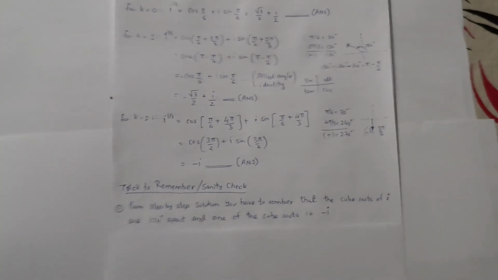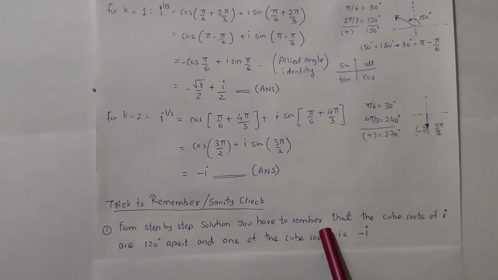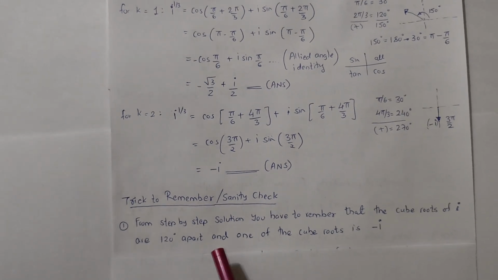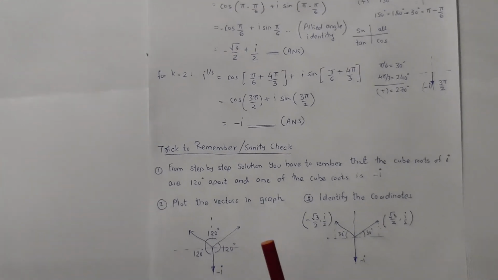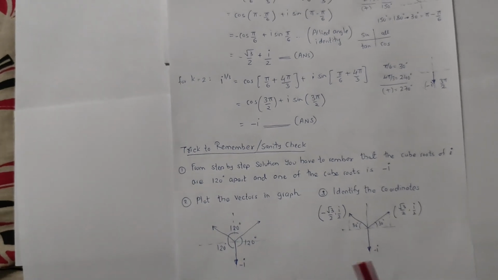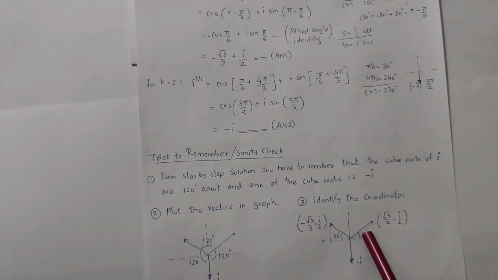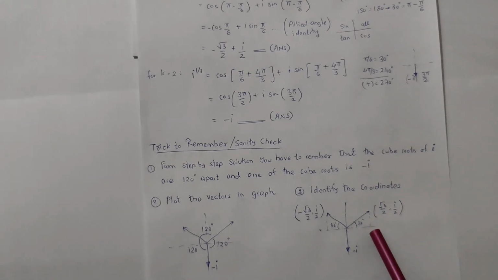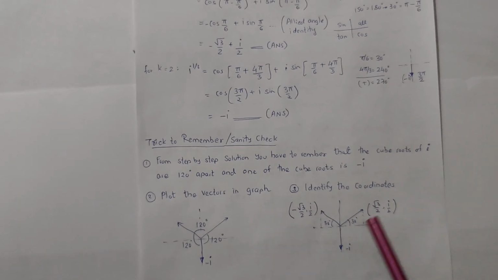A trick to remember this: from the step-by-step solution, you must at least remember that the cube roots of i are 120 degrees apart and one of the cube roots is minus i. Then you plot this in a graphical representation, that is minus i with the others 120 degrees apart. And when you know that this is 120, obviously this angle is 30 degrees. Then by the cosine-sine relationship, you find the x coordinate and the y coordinate. And this is ultimately the three cube roots of i.